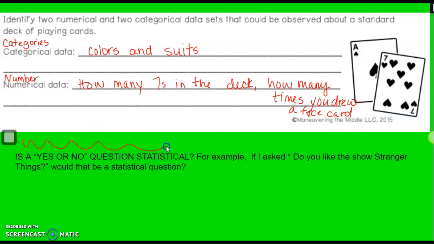So look down here. This is a big deal, okay? Is a yes or no question statistical? So, for example, is it going to be a category? Is it categorical? Or is it numerical? All right. So this is kind of leading into our next thing. So answer this question for yourself. Do you think that yes or no questions are statistical questions? So if I asked you, do you like the show Stranger Things? Is that going to be a statistical question?